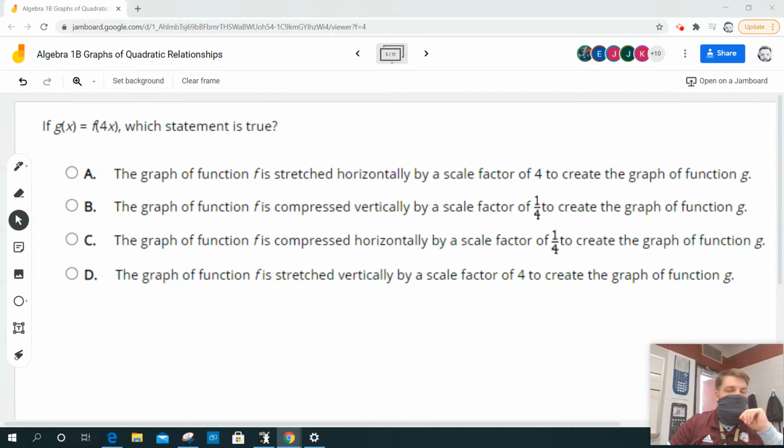All right, so this one says if g of x is f of 4 times x, which statement is true? Okay, so what we're doing, if I think about a table of values, and I'm assuming that f of x is x squared.